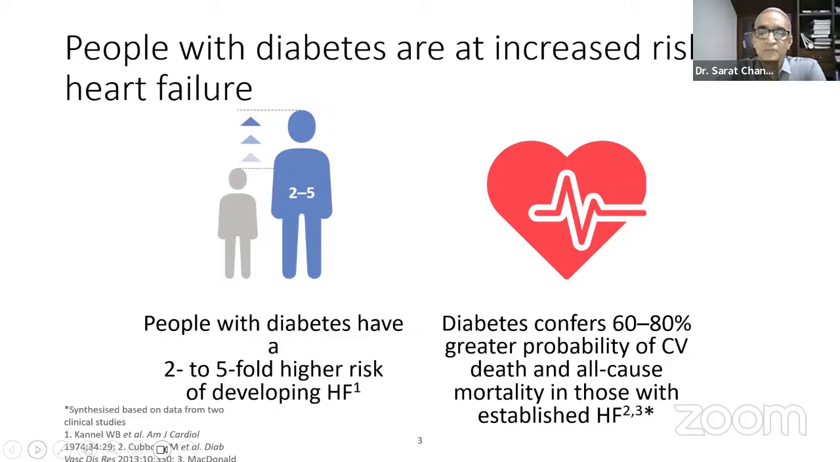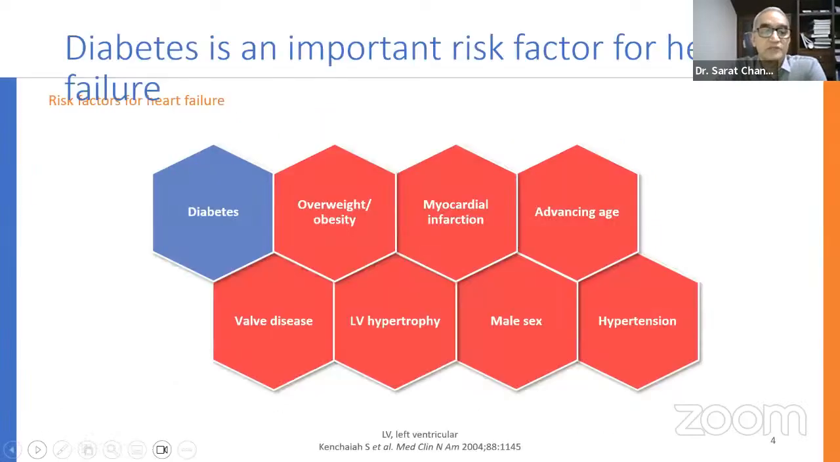But I want to tell you that not only are diabetics at a higher risk of developing heart failure, once they develop heart failure, their chances of mortality are 60 to 80% higher, with higher all-cause mortality compared to those patients of heart failure who do not have diabetes. So they tend to develop it more often, and once they develop it, we tend to lose them more often. That shows that the prognosis is considerably worse among diabetics with heart failure compared to non-diabetics with heart failure.